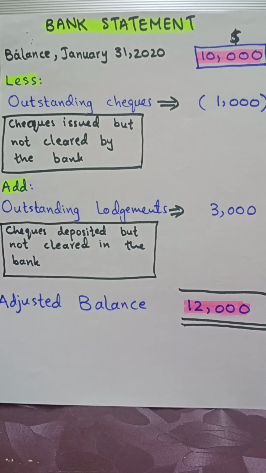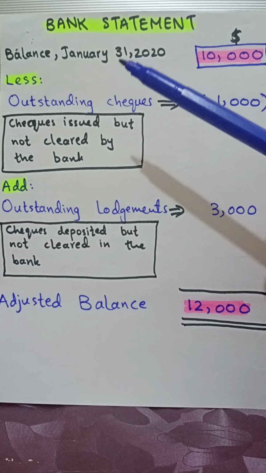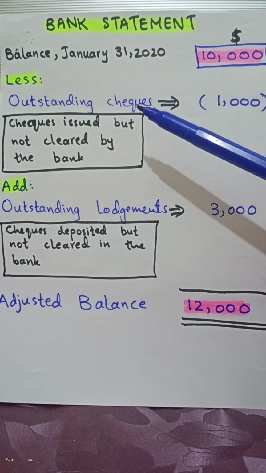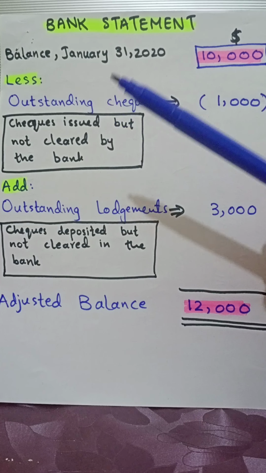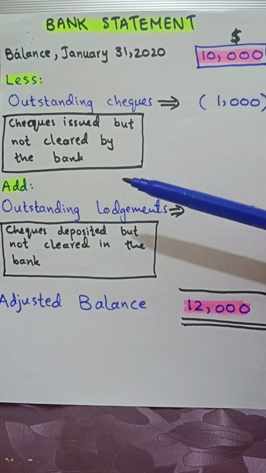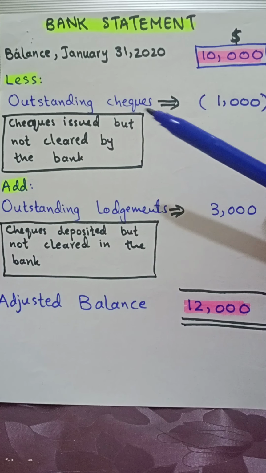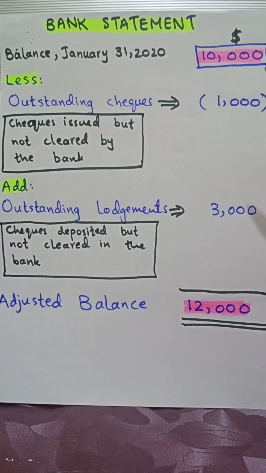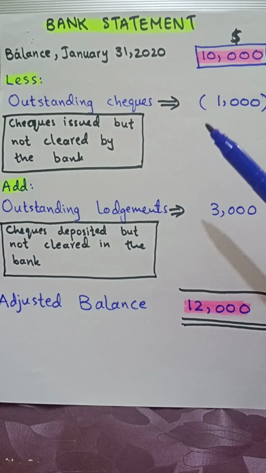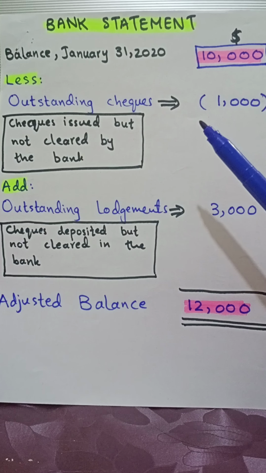For example, just think that on 31 January 2020 you have issued a check to your supplier, and in your cash book, in your accounting records, you record this transaction as your cash being credited. You have issued $1,000 to your supplier and recorded this transaction in your cash book. So according to your cash book balance, you have already deducted $1,000.